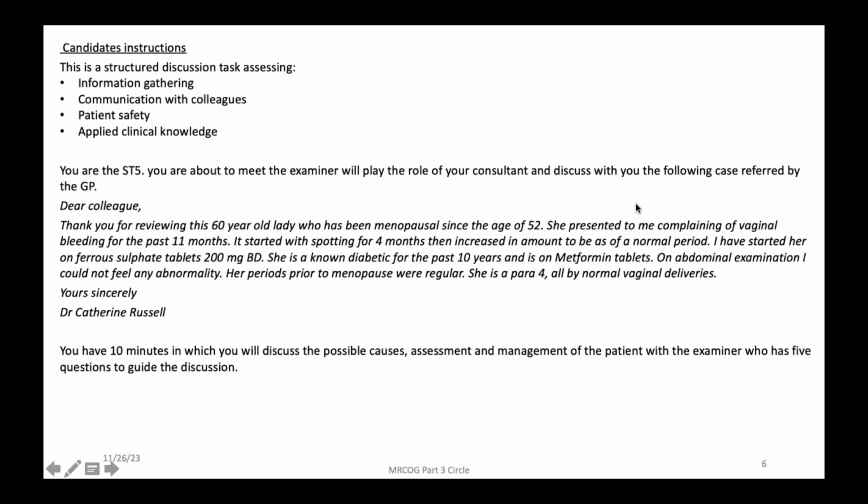I have started her on ferrous sulfate tablets, 200 milligram twice a day. She's been diabetic for the past 10 years and is on metformin tablets. On abdominal examination, I could not feel any abnormalities. Her periods prior to menopause were regular. She is a para 4, all by normal vaginal deliveries.